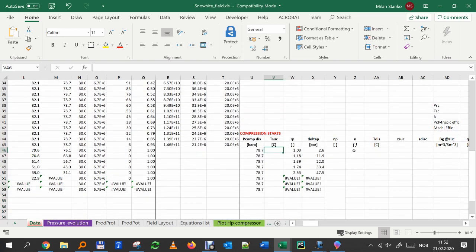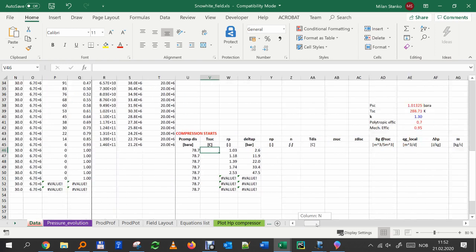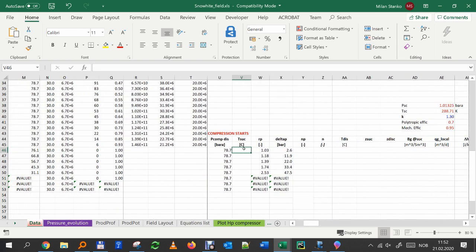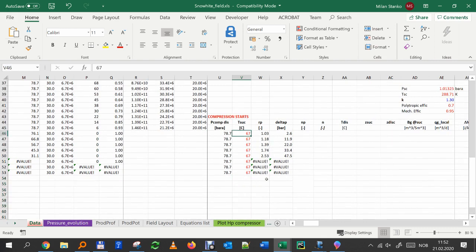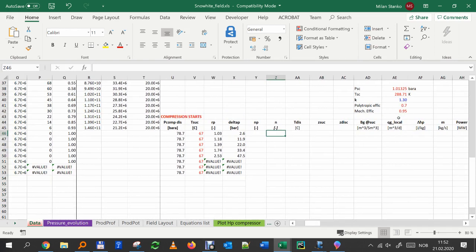Now, how do I find the N? Do I have the N any place? Temperature of the suction is 67. Okay, that will be an input. How do I find the N? The N is something that the manufacturer has to give me.